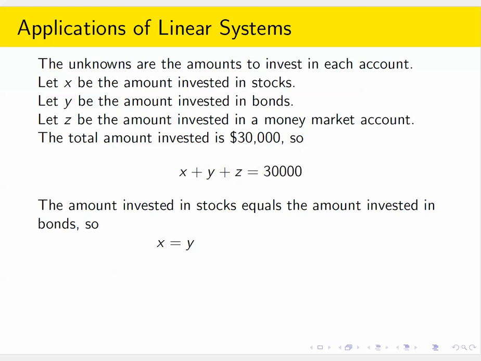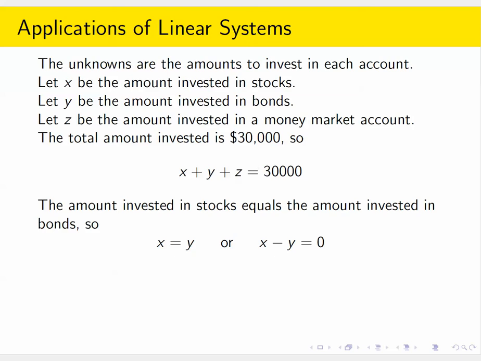Now, if we're going to use the techniques for solving systems that we've discussed so far, remember we need to have equations where all the variables are on the left side of the equal sign, and any numbers that don't involve variables are on the right side of the equal sign. So in order to achieve that, let's rewrite this equation, x equals y, in the form x minus y equals 0.